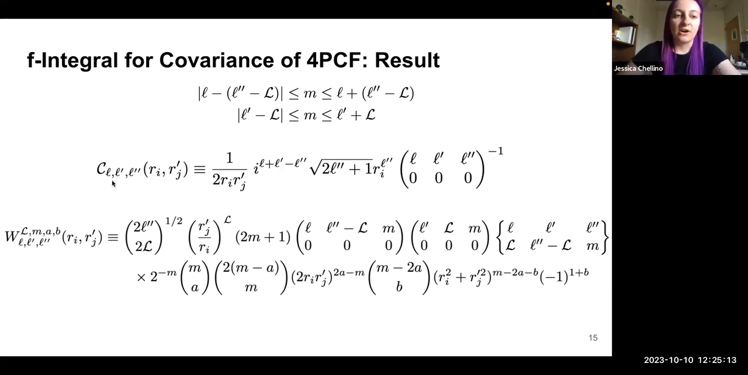C depends on these orders, these L's, as well as R_i, which are the unprimed side lengths in the tetrahedron, and R prime_j, which are the side lengths in the prime tetrahedron. W also depends on the L's, R_i, and R prime_j. It also depends on L, M, A, and B, which will be shown a couple of slides from now, but L, M, A, and B are indices of finite summations.